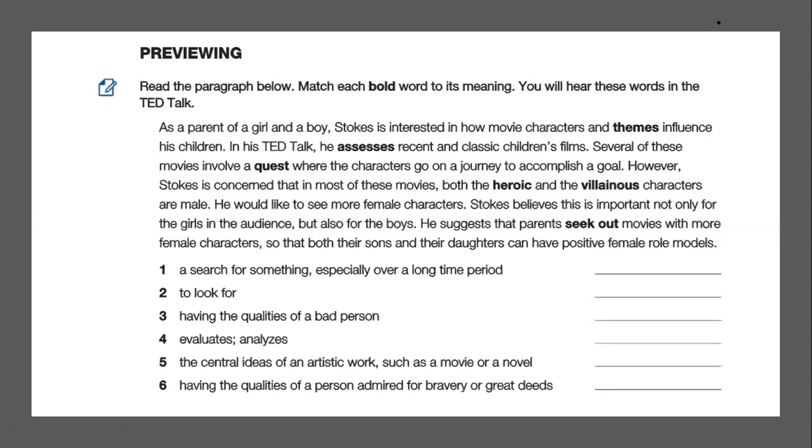Okay. Now, in your book, on page 33, we have this section called Previewing. Previewing is before we actually watch the videos. What I want you to do is, as it says in the instructions, match each bold word to its meaning, because we're going to listen to these words in the video. Take a moment, read the paragraph, and then write next to the definition the word that you think corresponds to it. Okay, so take a moment and read that.